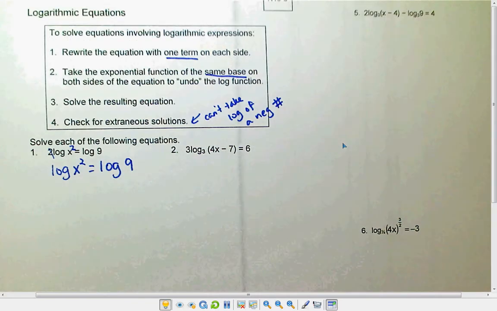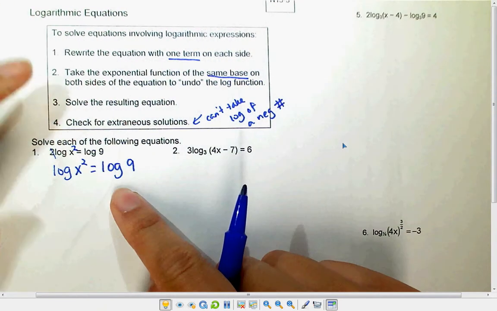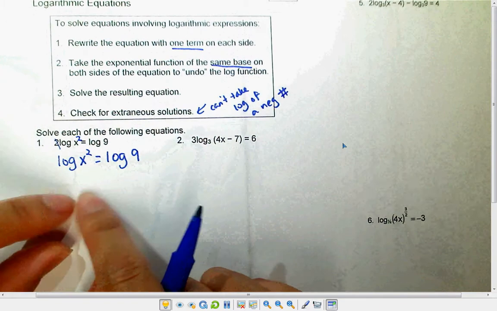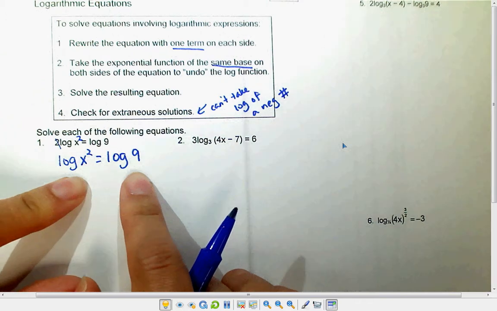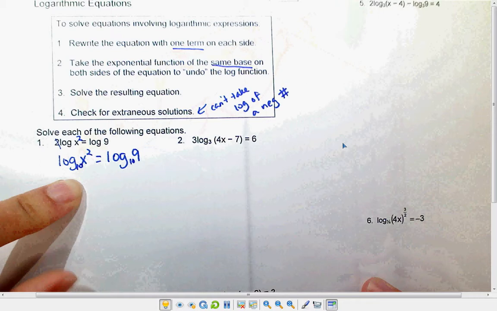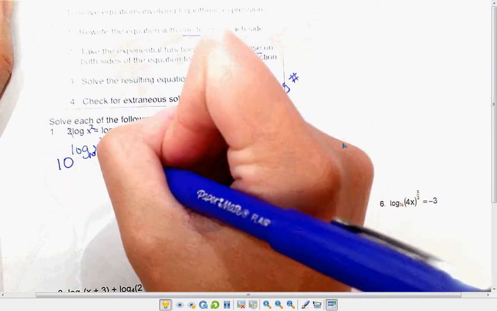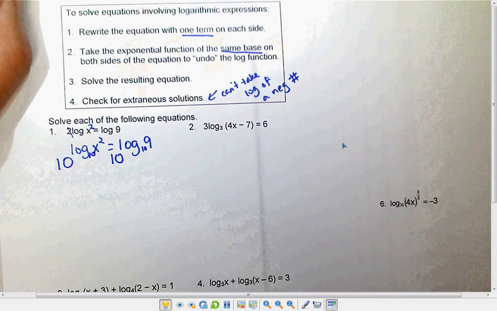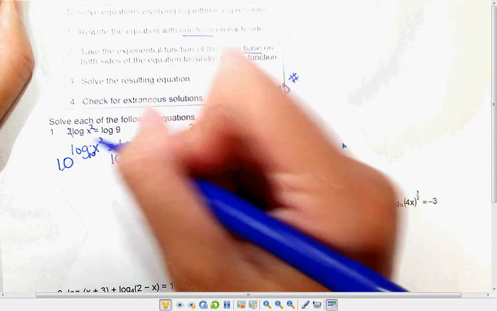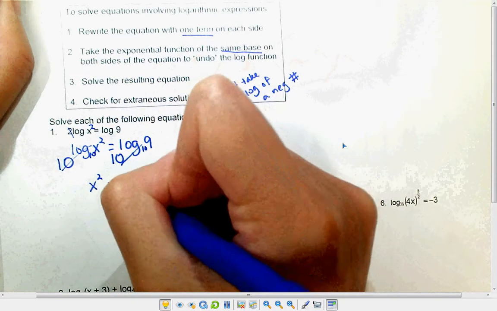So now I have one term on each side. I'm going to undo the log by taking the exponential function of the same base. So what is the base if there is no number next to my log? This is like it's a base 10, right? Invisible 10 written there. So to undo it, what I'm going to do is raise this entire thing to the power of 10. So I'm making this my exponent, 10 to the power of this, 10 to the power of this, because these cancel out, and this leaves me with x squared equals 9.